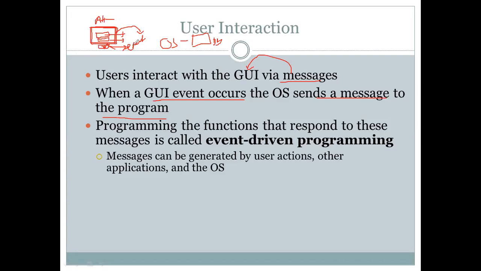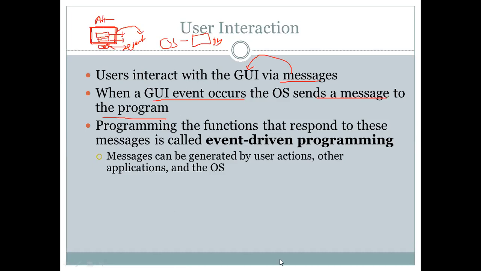Clear to all of you? Is it clear how the user is basically interacting? The user is interacting with the help of messages, and the event is created. When the event is created, it will give some instruction to the OS, and the OS will communicate with the hardware.